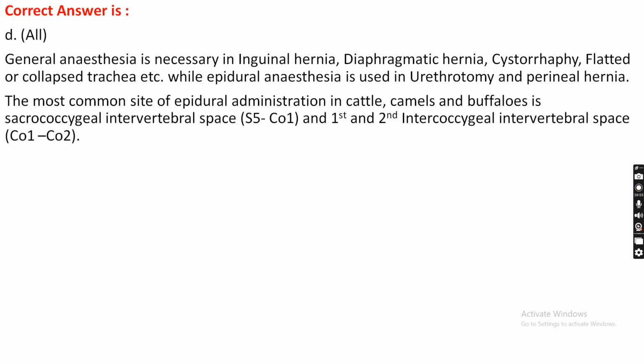The most common site of epidural anesthesia administration in cattle, camel, and buffalo is the sacrococcygeal intervertebral space, that is last sacral S5 and coccygeal first, and another is the intercoccygeal intervertebral space, that is coccygeal first and coccygeal second.